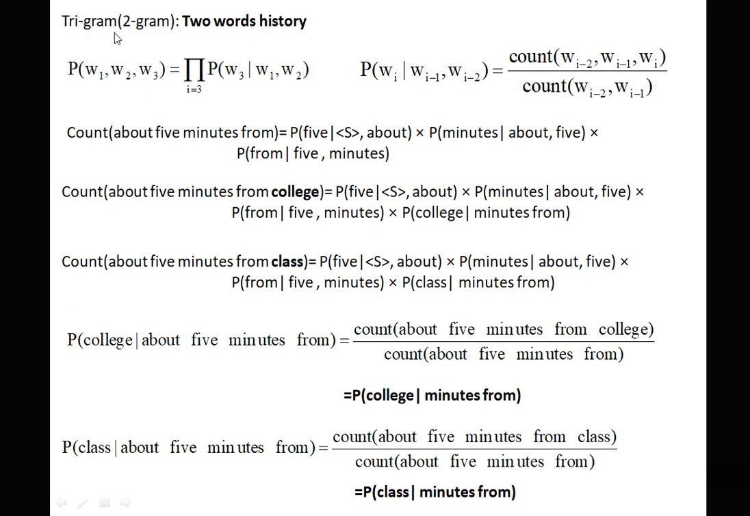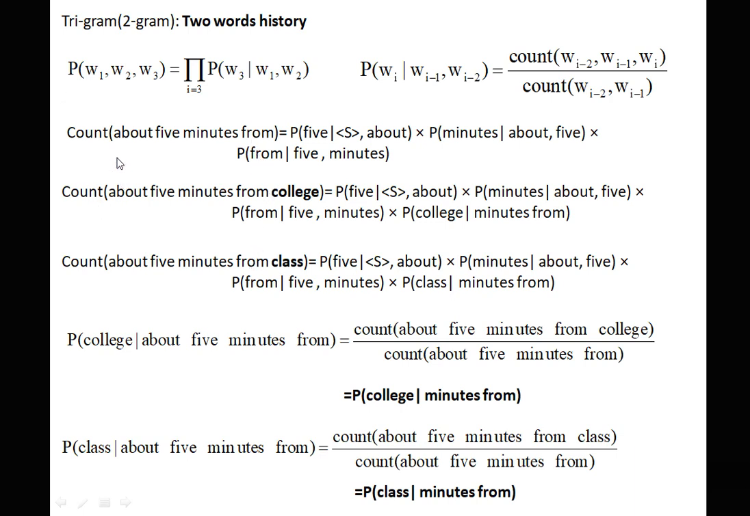Next is the trigram model, that is, the 3-gram model. Two words of history are used. Now here the equation becomes: probability of W3 depends on the previous 2 words, W1 and W2. Now the equation becomes count of i-2, i-1 and i, where i is the current word to be predicted, which depends on the previous 2 words. Now we will take the same example, that the next predicted word is either college or class.